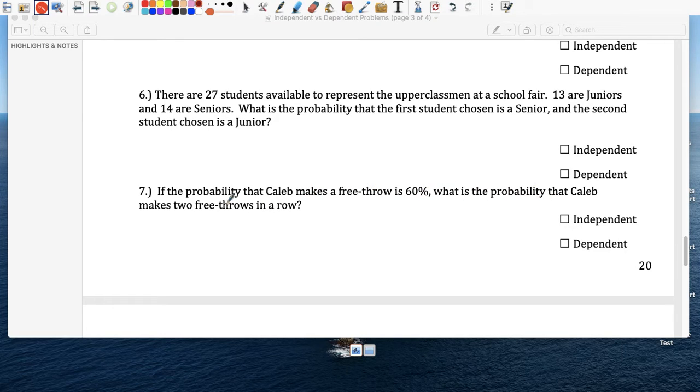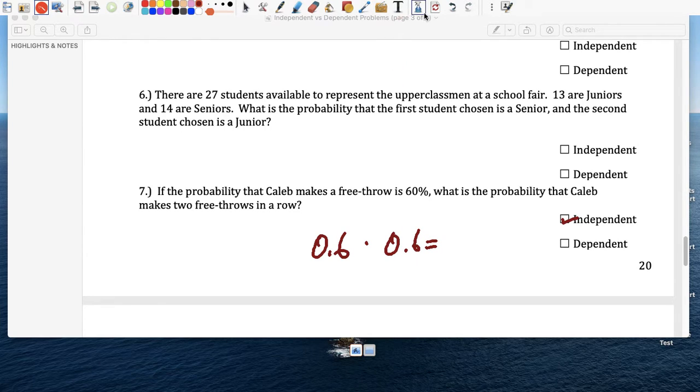The probability that he makes a free throw is 60%. What's the probability that he makes 2 free throws in a row? Well, those of you who play basketball know this is definitely independent. Just because you made your first doesn't mean you're going to make your second, right? So what's the probability of making the first free throw? I'm going to change it to a decimal, 0.6. And what's the probability of him making the second throw? Well, it's also 0.6.